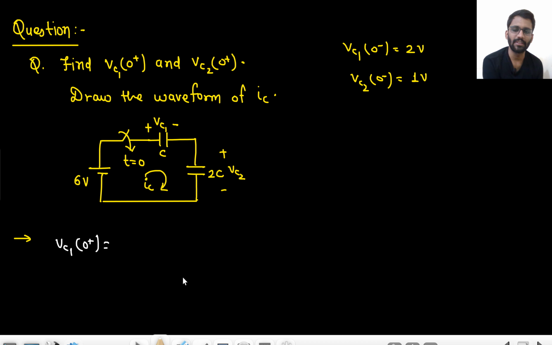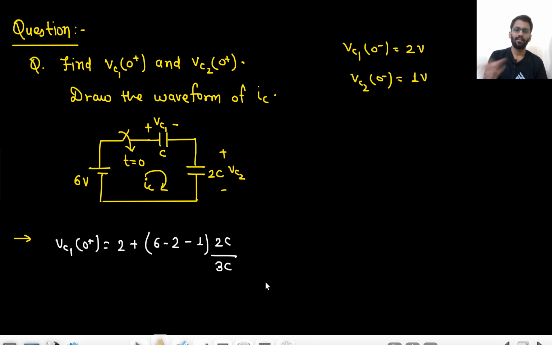What will be the value of Vc1 at t equals 0 plus? Initial voltage, that is 2 volt. What is the total voltage in the circuit? 6 minus Vc1, that is 6 minus 2 minus 1, in inverse proportion, 2C by 3C, right? So this is 3 by 2, so it would be 4 volts. What will be Vc2 at t equals 0 plus? Without writing the equation, it will be 2 volt, because if this is 4, this will be 2, or you can write it by the formula as well.